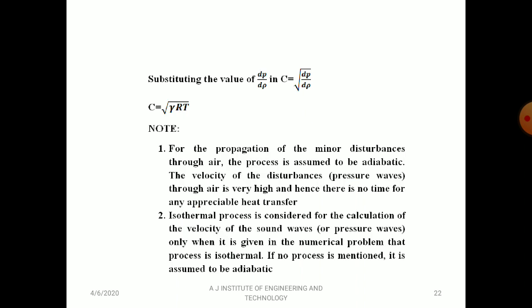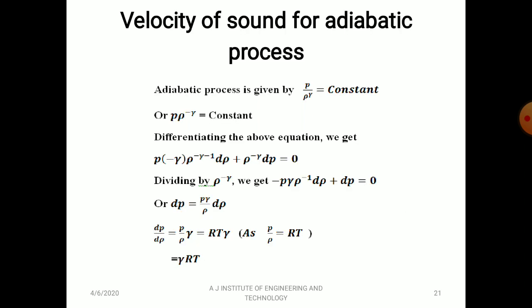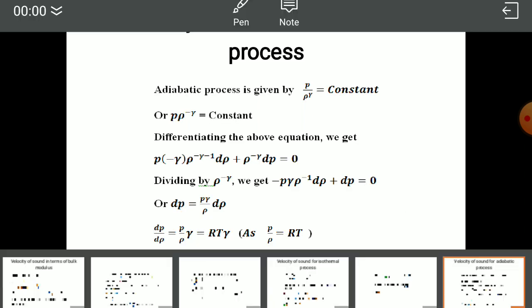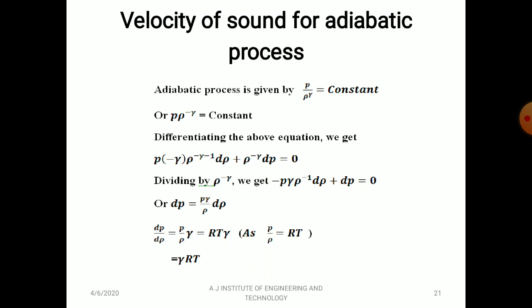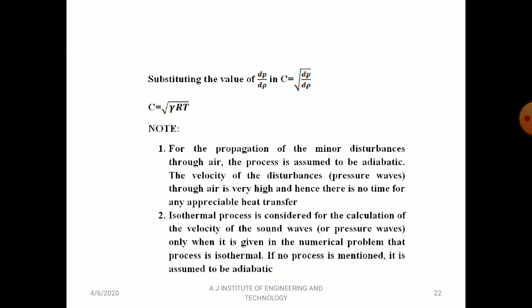Now substituting the value of dp by d rho in equation 6, that is C equal to square root of dp by d rho. That time it becomes C equal to square root of dp by d rho, which equals p by rho into gamma, that is gamma RT. Because p by rho equal to RT, in place of dp by d rho you can substitute gamma RT. So you are going to get C equal to square root of gamma RT.